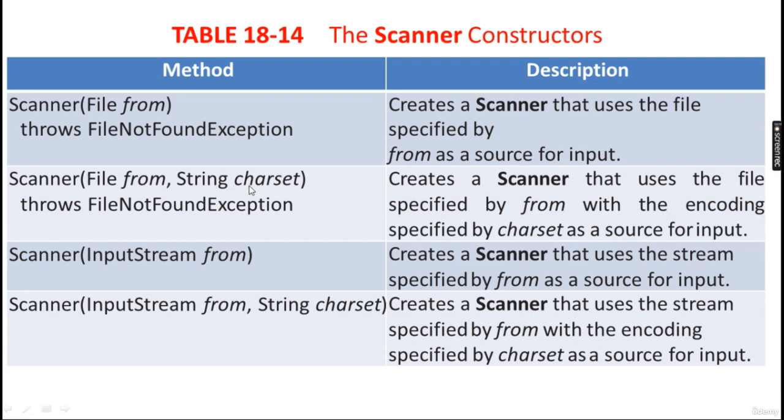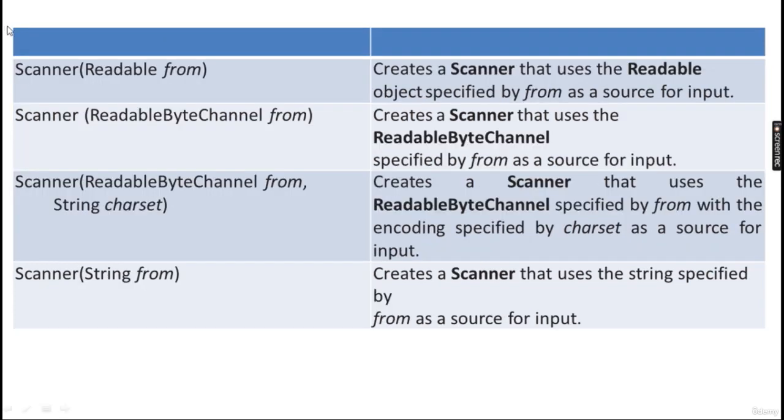Scanner(File from, String charSet) throws FileNotFoundException creates a Scanner that uses the file specified by from with the encoding specified by charSet as a source for input. Scanner(InputStream from) creates a Scanner that uses the stream specified by from as a source for input. Scanner(InputStream from, String charSet) creates a Scanner that uses the stream specified by from with the encoding specified by charSet as the source for input. Scanner(Readable from) creates a Scanner that uses the Readable object specified by from as a source for input. Scanner(ReadableByteChannel from) creates a Scanner that uses the ReadableByteChannel specified by from as a source for input. Scanner(ReadableByteChannel from, String charSet) creates a Scanner that uses the ReadableByteChannel specified by from with the encoding specified by charSet as a source for input.